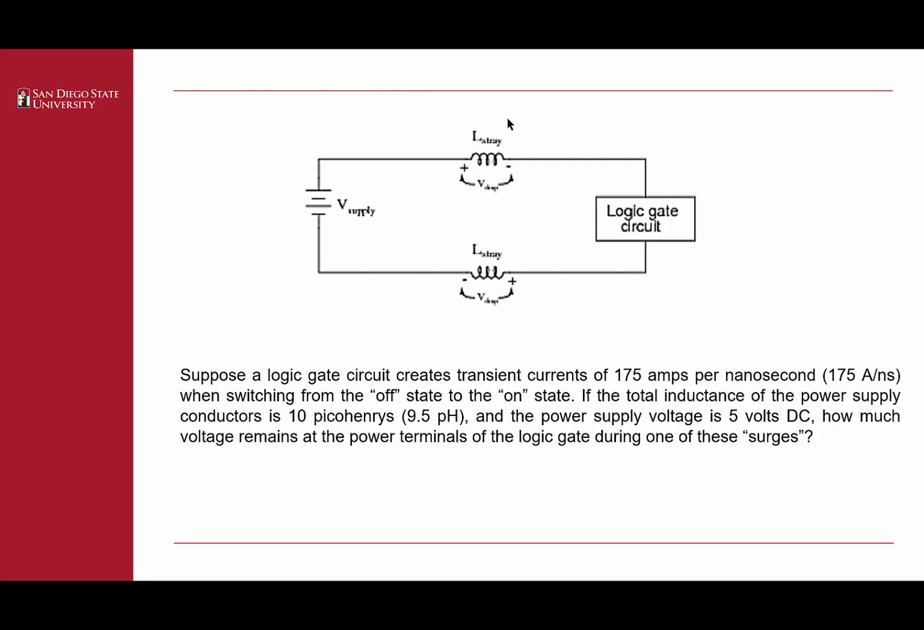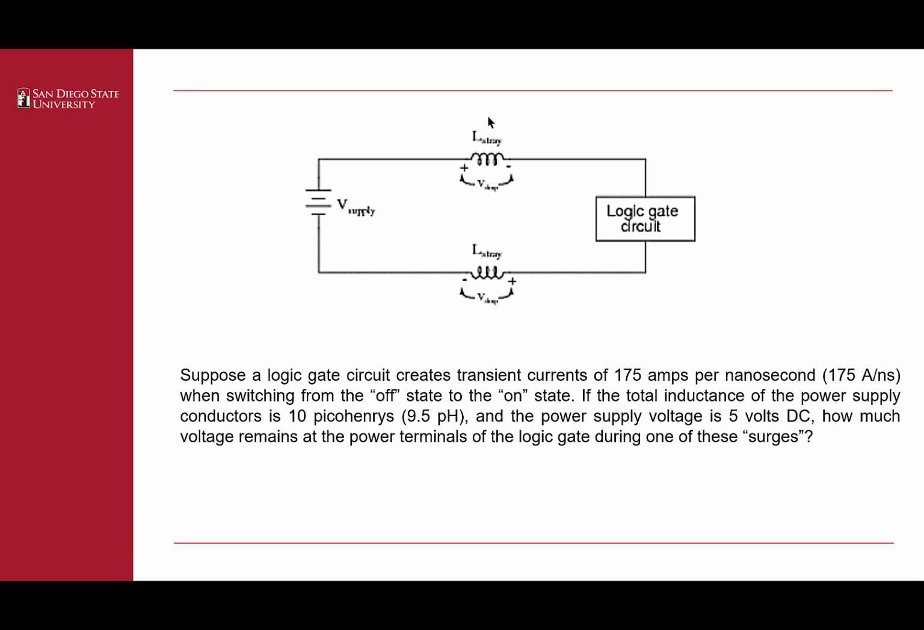Anyway, significant voltage drops can occur along the length of these conductors due to their parasitic inductance. Also considering this information, suppose a logic gate circuit creates transient currents of 175 amps per nanosecond when switching from the off state to the on state, or in other terms, from 0 to 1. If the total inductance of the power supply conductors is 10 picohenries and the power supply voltage is 5 volts DC, how much voltage remains at the power terminals of the logic gate during one of these surges?